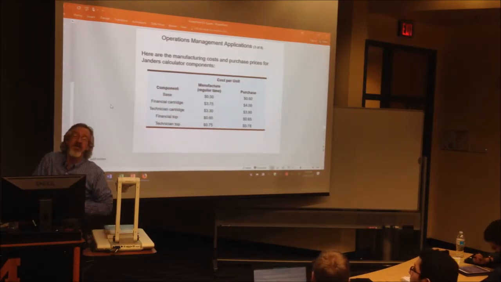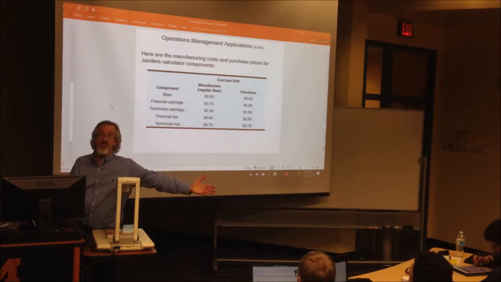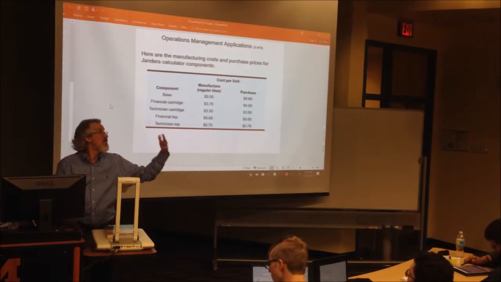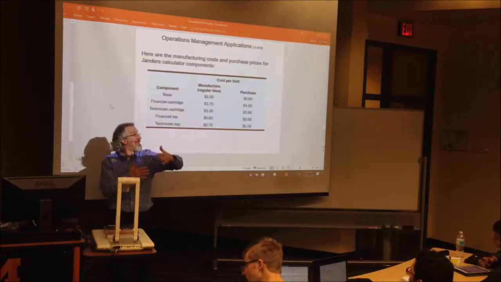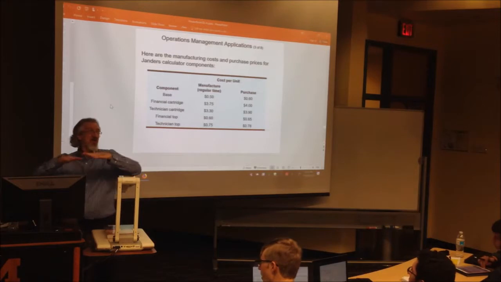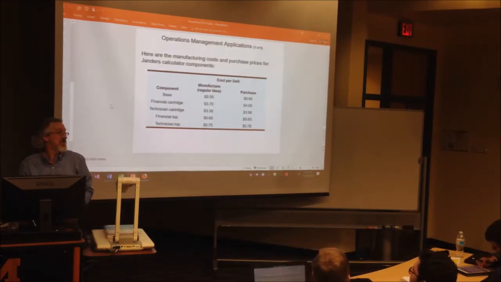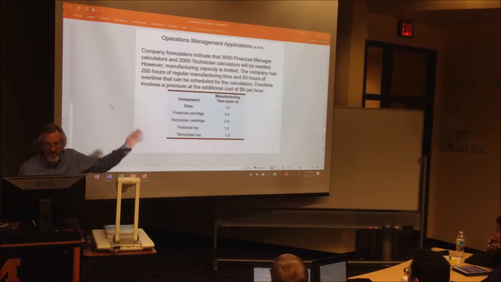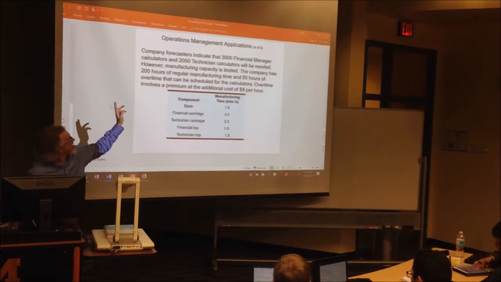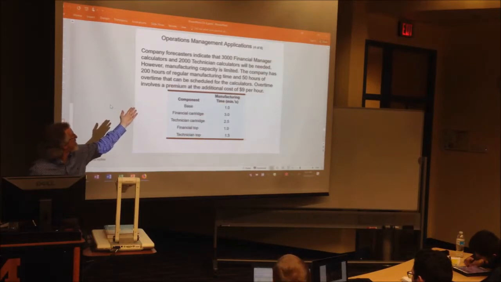Do you think this is a maximization or minimization problem to solve? Minimization, keeping costs as low as possible, and what combination now of what we're going to make will allow us to keep that cost as low as possible, because then our profit margin will be as much as we possibly can get in this situation. What other restrictions we got here? How many do we have to make? Company is forecasting that they need 3,000 financial calculators, 2,000 technician calculators.